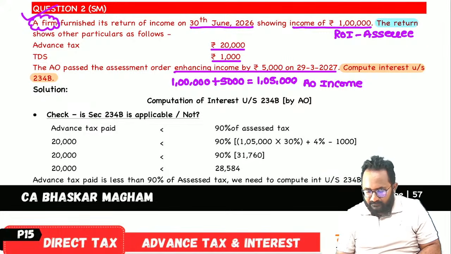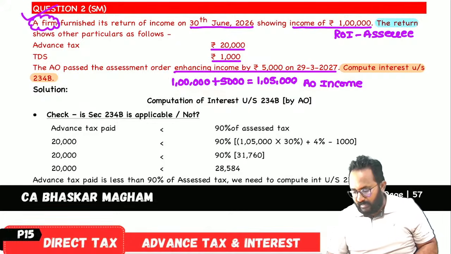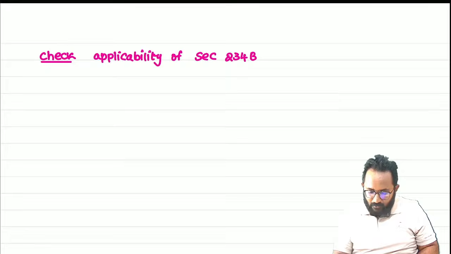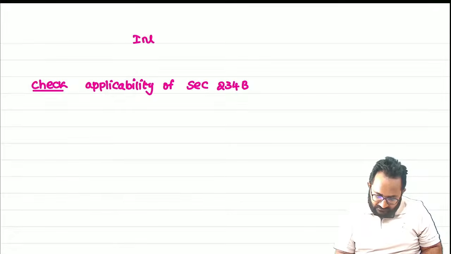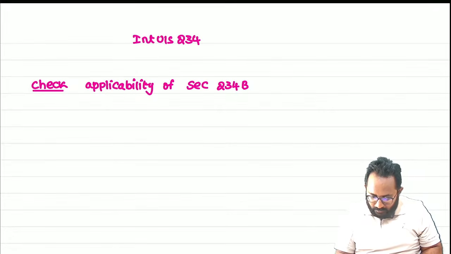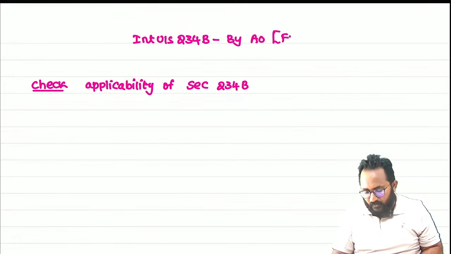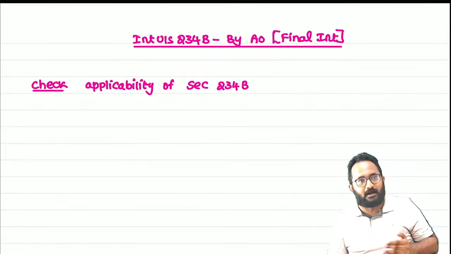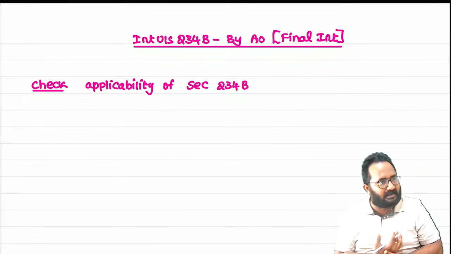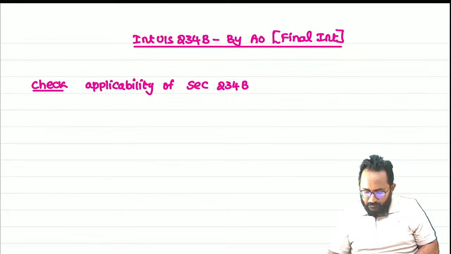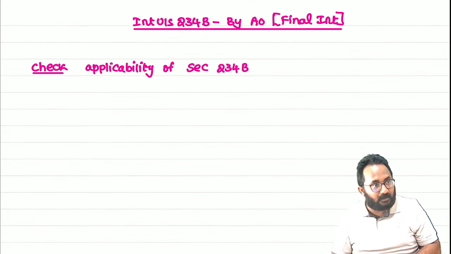In this question, assessment completion details are given, and they are asking for interest. So who is calculating the interest under section 234B? The AO. It is called the final interest. In some questions they will not give the assessment completion details. At that time the SSC will calculate interest. But in this question assessment details are given, which means we have to compute the AO's interest. Now check: short payment or non-payment?